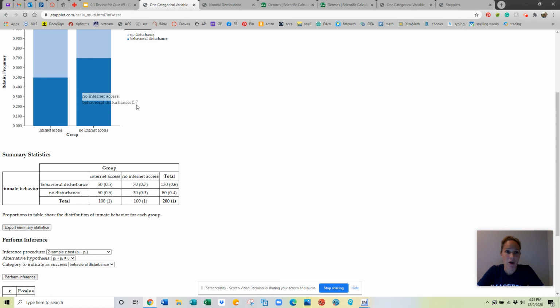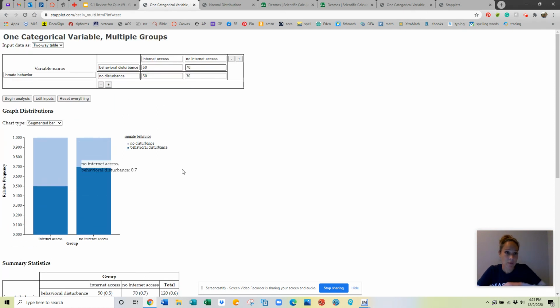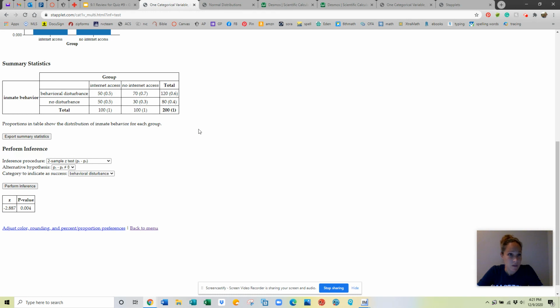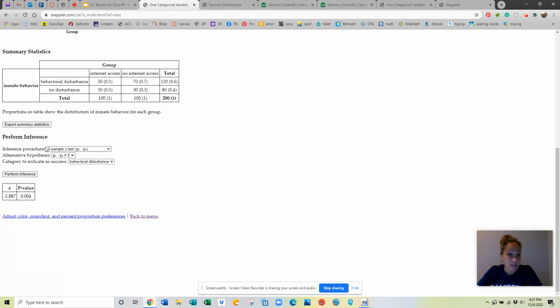You don't really need to look at the bar graph. You can look at that to make sure that you set it up correctly within your groups. It gives you some summary statistics here. What's important is that we're doing a 2-sample Z test for P1 minus P2. And our alternative is that it's not equal to 0. You can see there are other alternatives, greater than, less than. We want the not equal to 0.